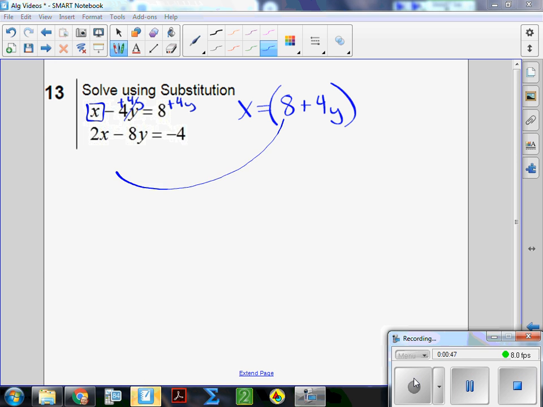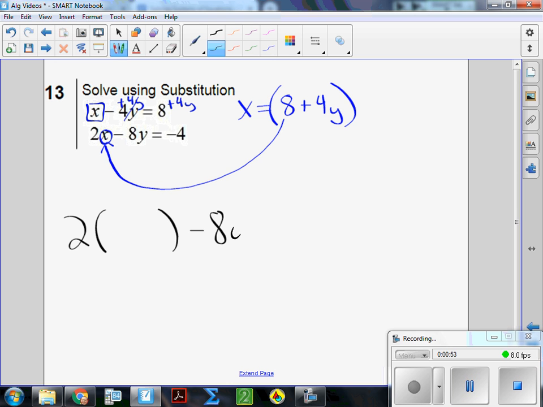I'm going to plug that in for x into the other equation. So 2 times this new expression minus 8y equals negative 4. The expression is 8 plus 4y. So I've been able to take my two equations and rewrite them as one with one letter instead of two.